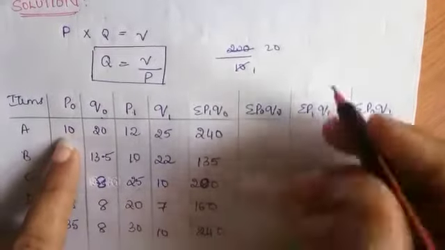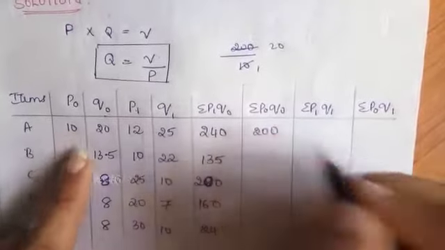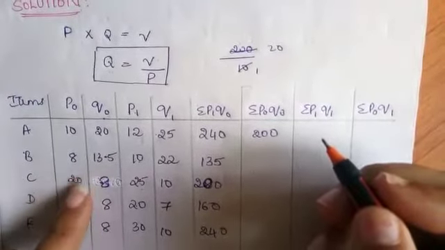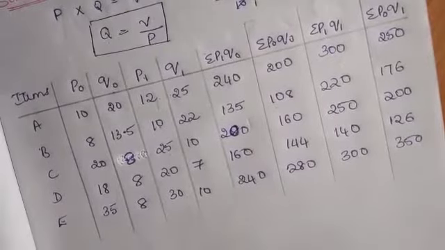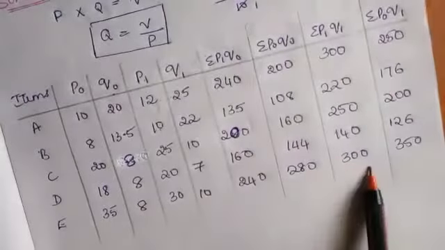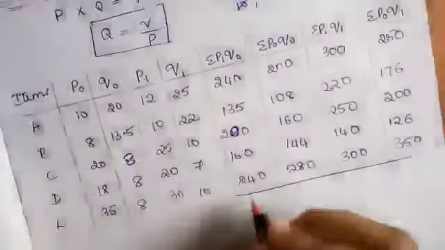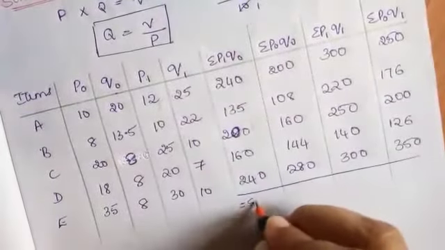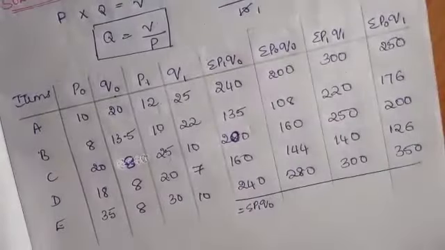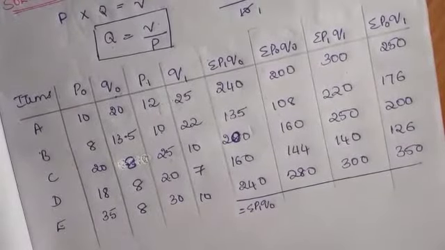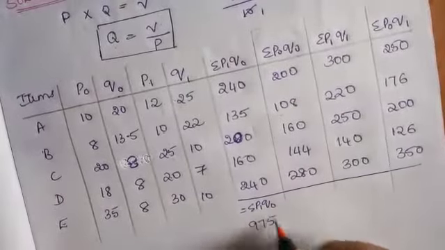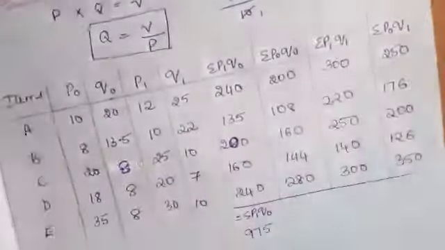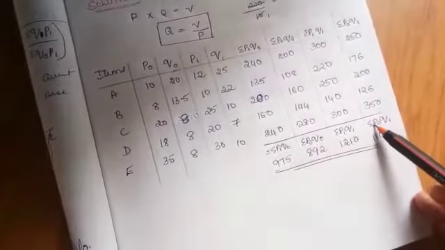Similarly you have to calculate P0Q0. So 10 into 20 will be 200, 8 into 13.5, 20 into 8, and like this for all the items. I already found the values for each item. Now we have to find the total. Total of summation P1Q0: 240 plus 135 plus 200 plus 160 plus 240 will be 975. Similarly we totaled all the values and found the summation of each.